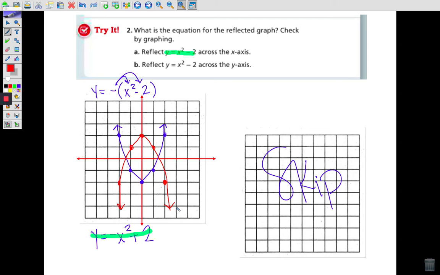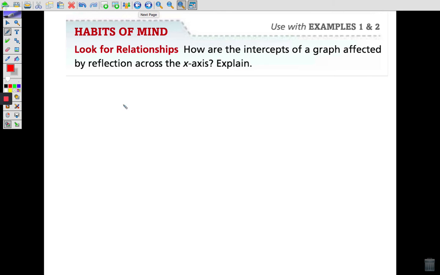How are the intercepts of a graph affected by reflection across the x-axis? Explain. Did our x-intercepts even change at all? No, they crossed in the same spot, didn't they? So we're going to write the x-intercepts stay the same, because the points on the axis you are reflecting do not change.